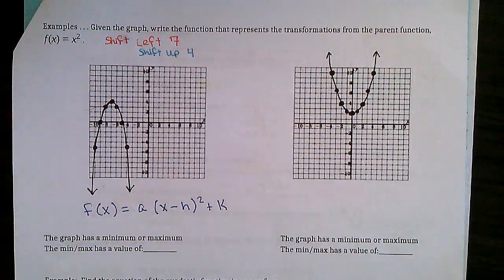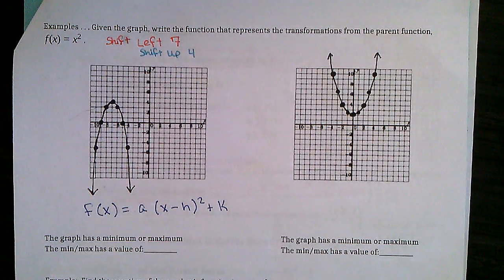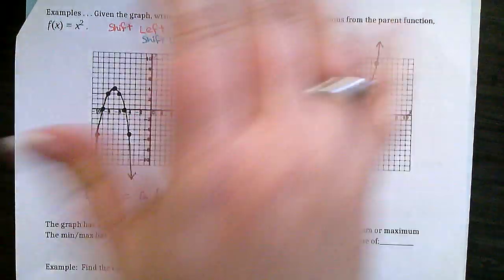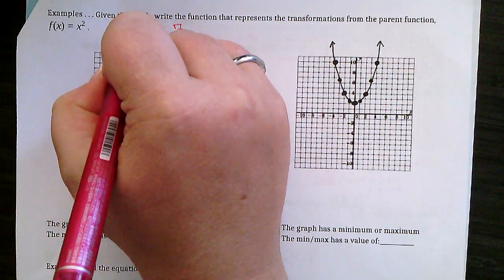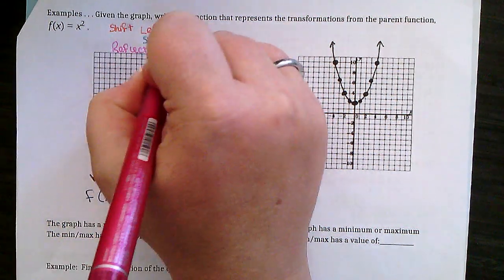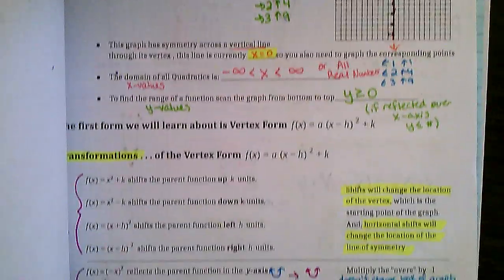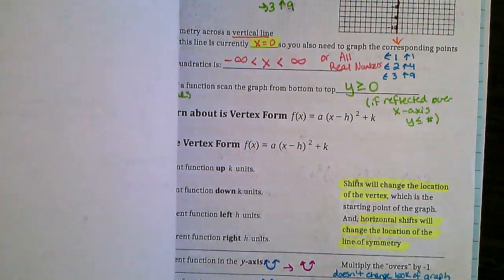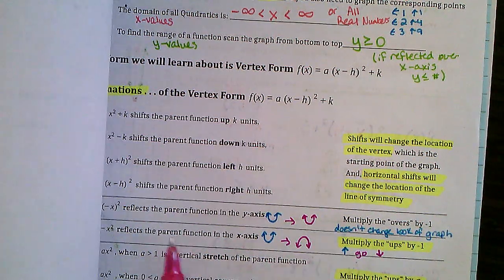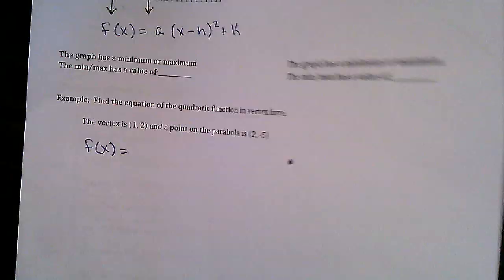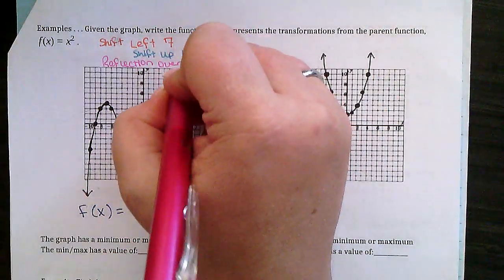And then our parent function opened up. This one is going down, which tells me we have a reflection. This reflection made our ups go down. So let's flip back over here and see which one of these two reflections makes our ups go down. Okay, it looks like this one here is when our ups go down. So this is a reflection over the x-axis.